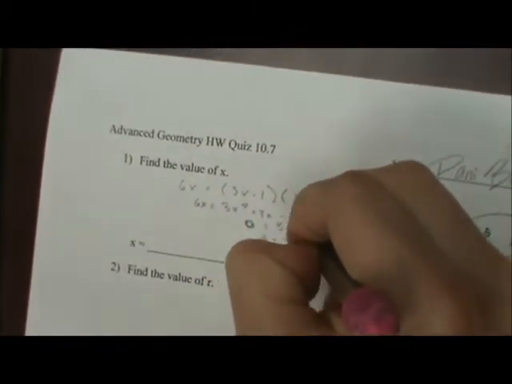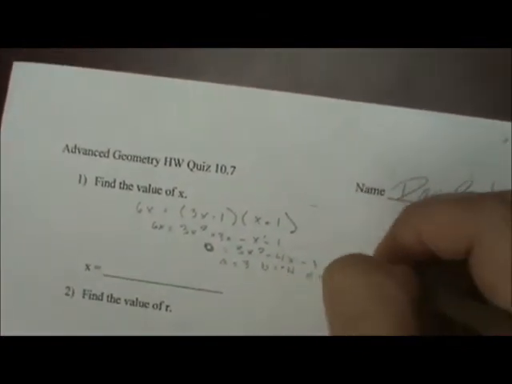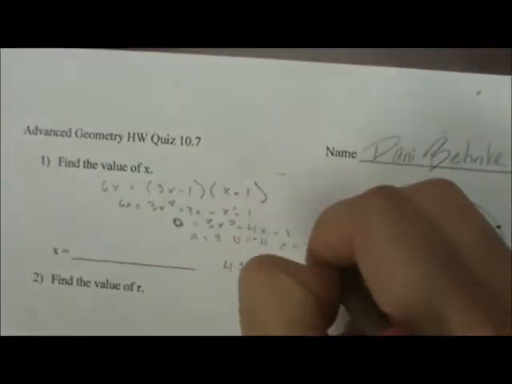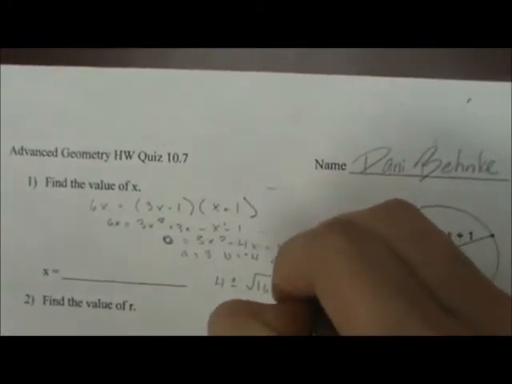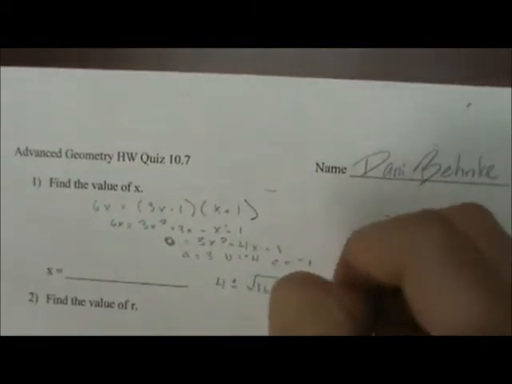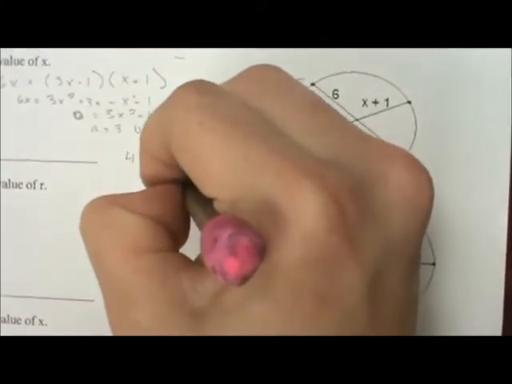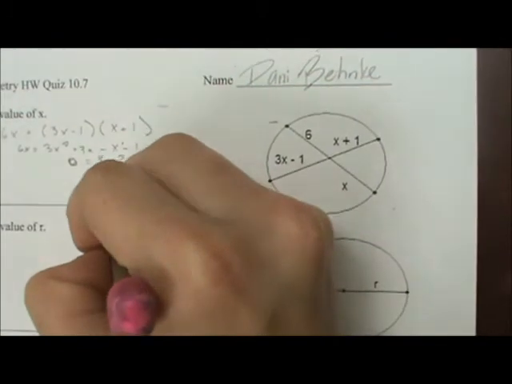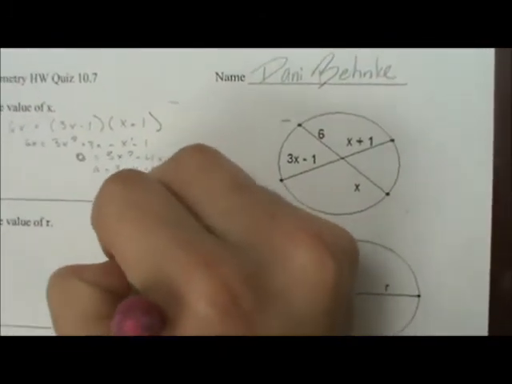So then we're just going to use the quadratic equation, which is the opposite of b plus or minus the square root of b squared minus 4ac all over 2a. Then plug in the numbers for that. So you're going to have 4 plus or minus the square root of 4 squared minus 4 times 3 times negative 1, all over 2 times 3. So you're going to have 4 plus or minus the square root of 28 all over 6.